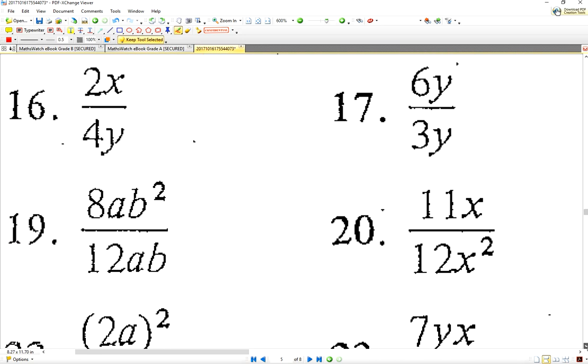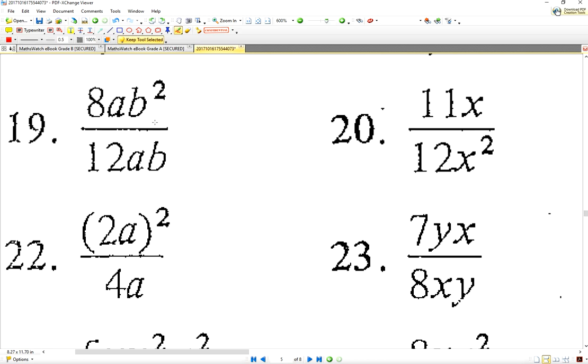Okay, things get a little bit more exciting when you get around about here. Let's have a look at these. Now, you have 8ab squared divided by 12ab. Now, the 8 and the 12, they share the highest common factor of 4. So 8 divided by 4 is 2. 12 divided by 4 will give you 3. And divide the top by a and the bottom by a. Divide the bottom by b and the top by b. So we lose the square and we're just left with the b. So we're left with 2b over 3.